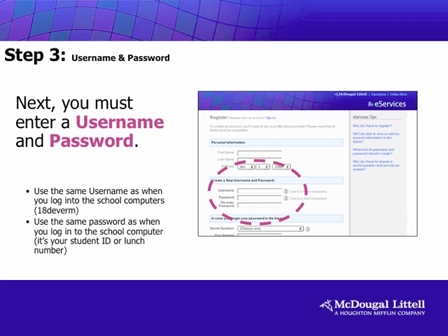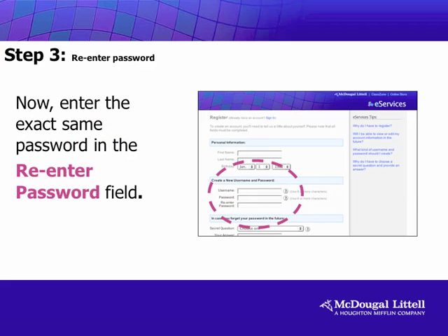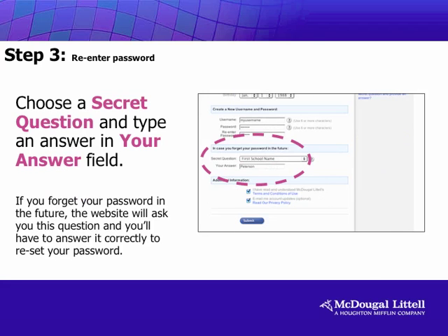Then you'll need to confirm the password a second time in the password field. You'll select a secret question and type your answer in the answer field. This is just so that if you forget your password in the future, the website can get you that question and reset your password for you. Then click Submit down on the bottom.